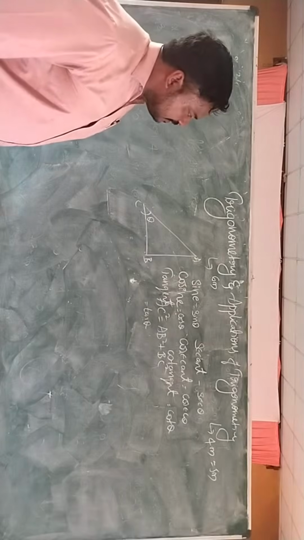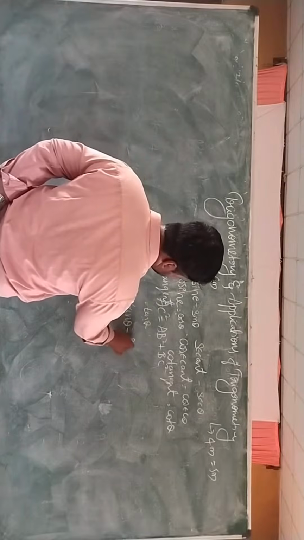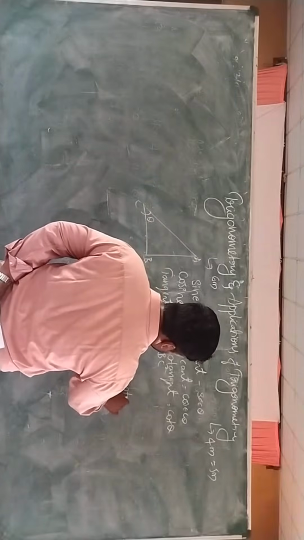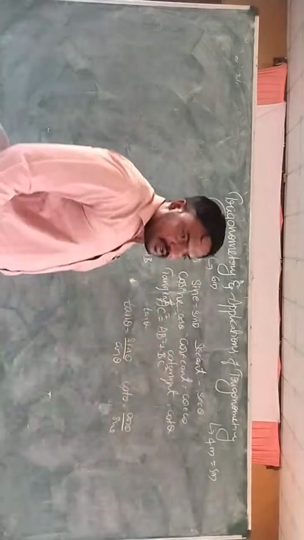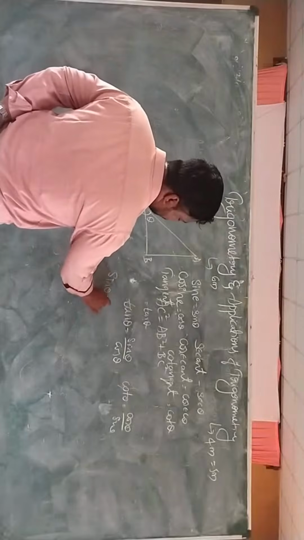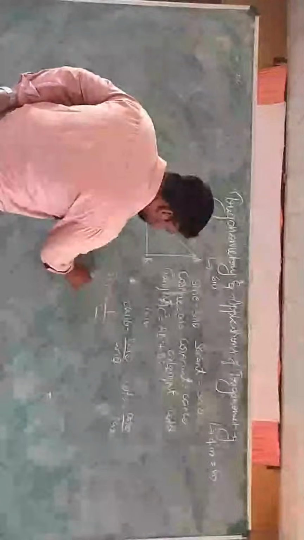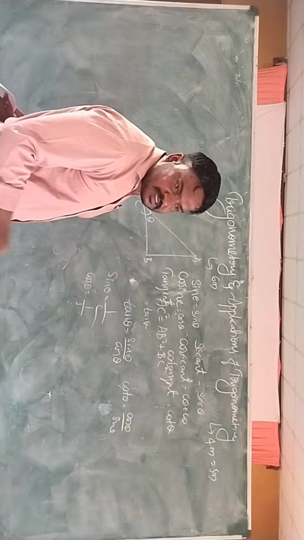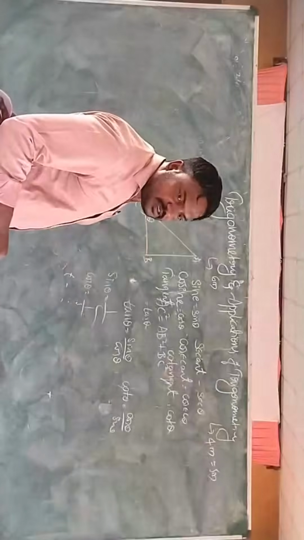And some important relations. Tan we can express in the form of sin and cos, that is tan theta is equal to sin theta upon cos theta, and cot theta is cos theta upon sin theta. And reciprocal functions: sin theta is equal to 1 upon cosec theta, cos theta is equal to 1 upon sec theta, and tan is equal to 1 upon cot, and cot is equal to 1 upon tan.